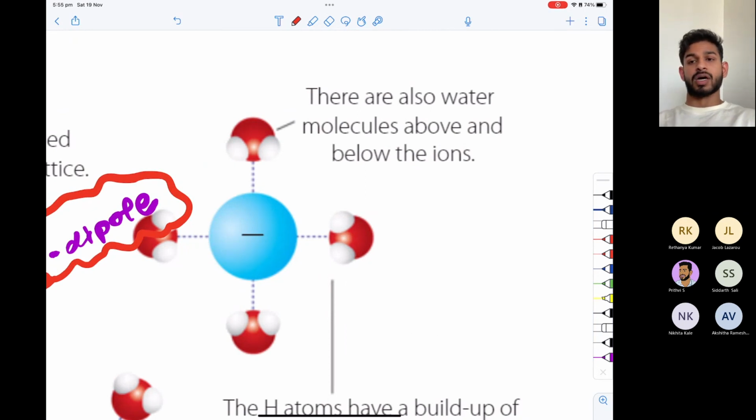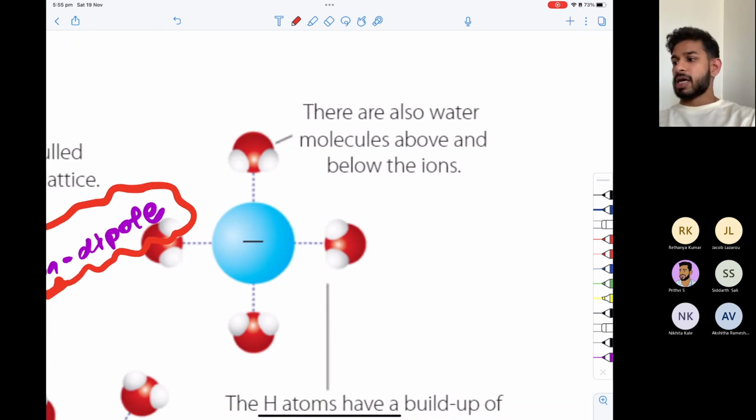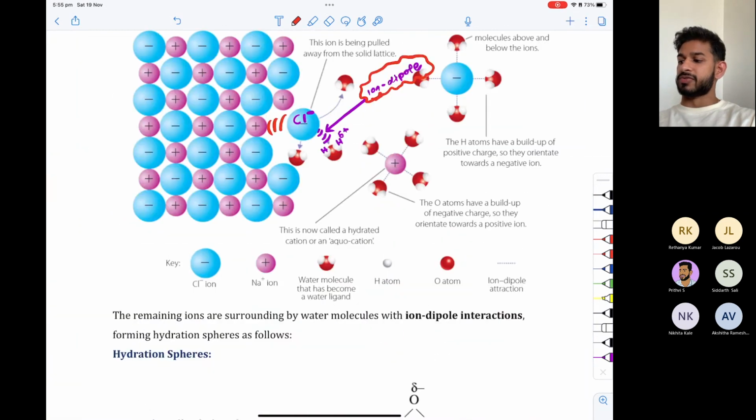Good. Now, this is a part which I believe Nikita was referring to, which is all about the arrangement that is formed after the ion is broken off the lattice. Okay? The name of these structures are called hydration spheres. And let me just show you.